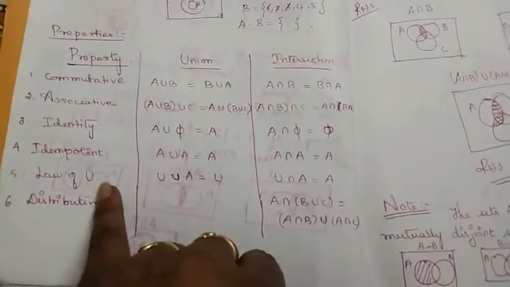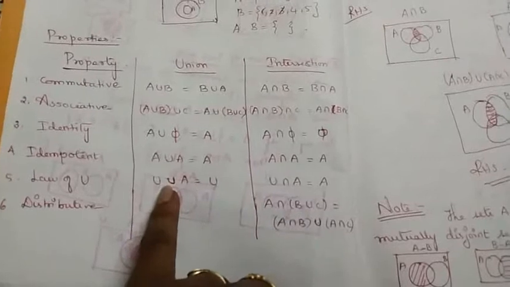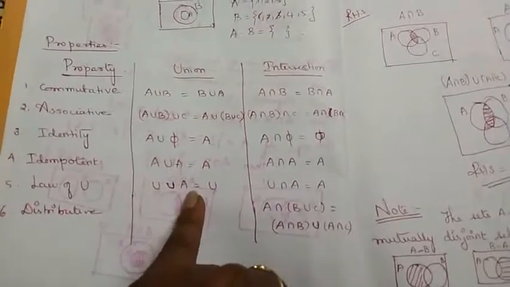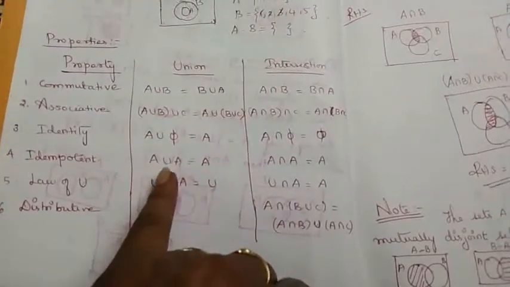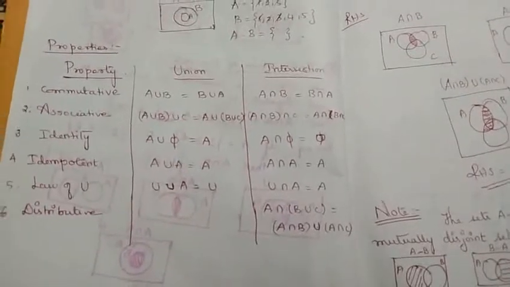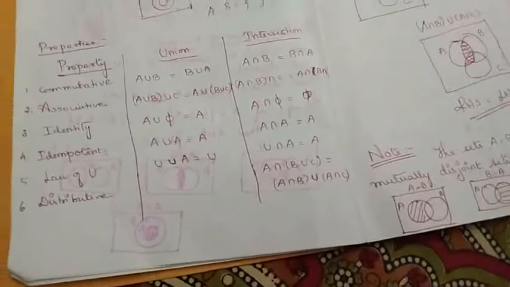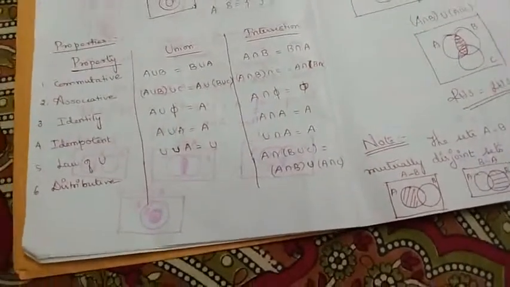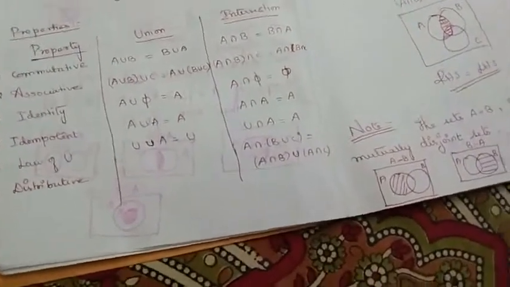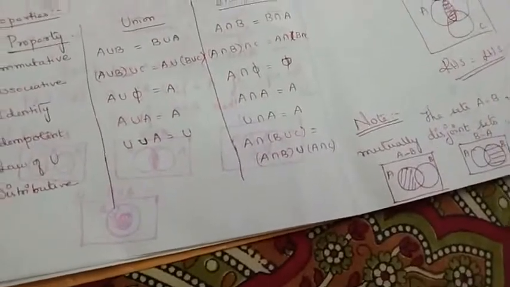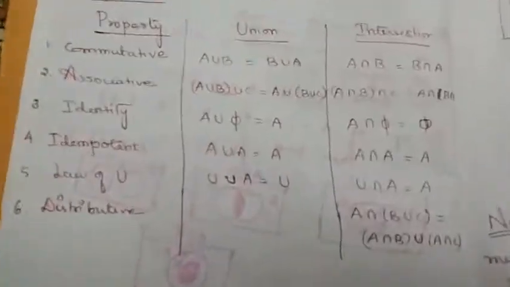Then the law of U, which means if you perform union with the universal set and any set A, then you will get the universal set as your union. Because union means you will be writing all the elements either in A or B, right? So the entire universal set will be the union.